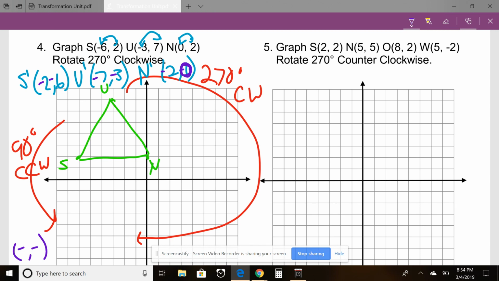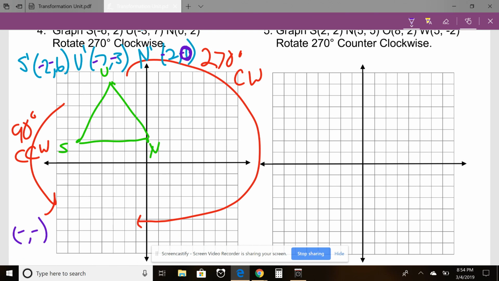The fourth quadrant was a negative just with the Y values. So again, it's important to see which quadrant they lie in to figure out their sign scheme. So you have S prime (-2, -6), U prime (-7, -3), and my N prime is (-2, 0). Here's my figure rotated 90 degrees.